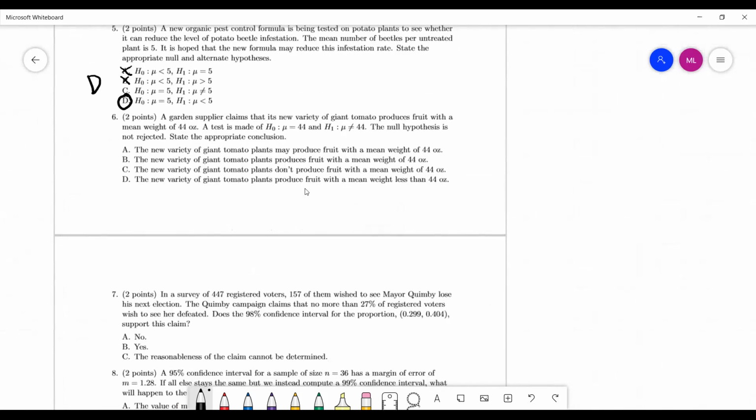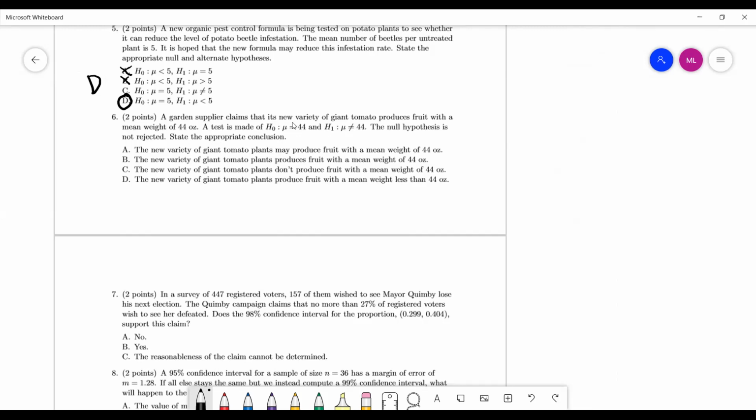Problem number 6. A garden supplier claims that its new variety of giant tomato produces fruit with a mean weight of 44 ounces. A test is made of mu equals 44 for the null hypothesis versus the alternate hypothesis that mu is not equal to 44. The null hypothesis is not rejected. State the appropriate conclusion. So this is really a wording question.